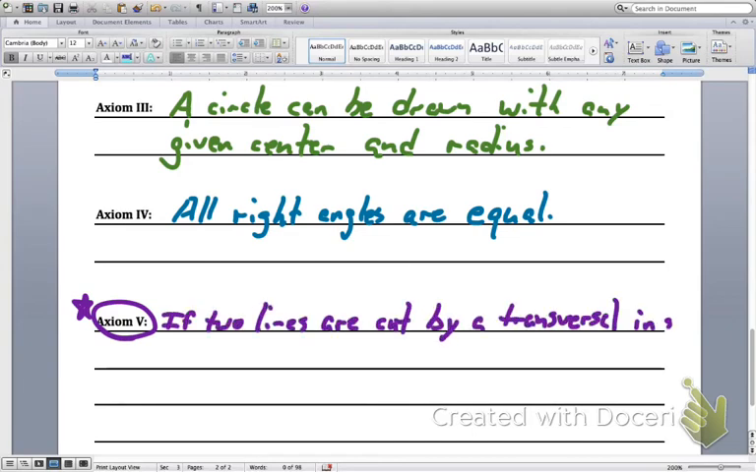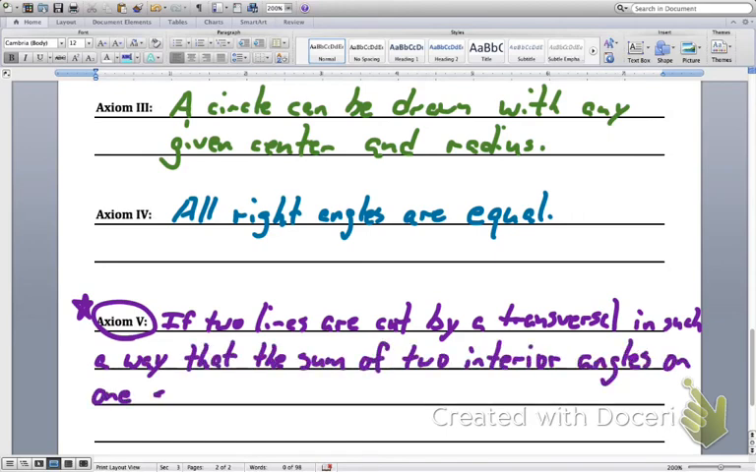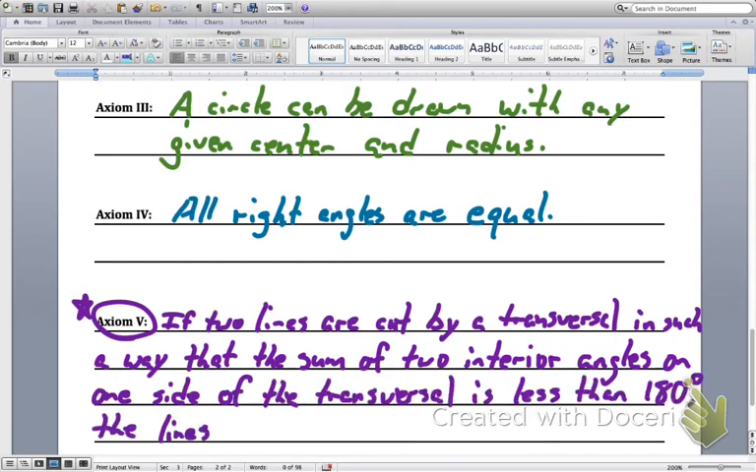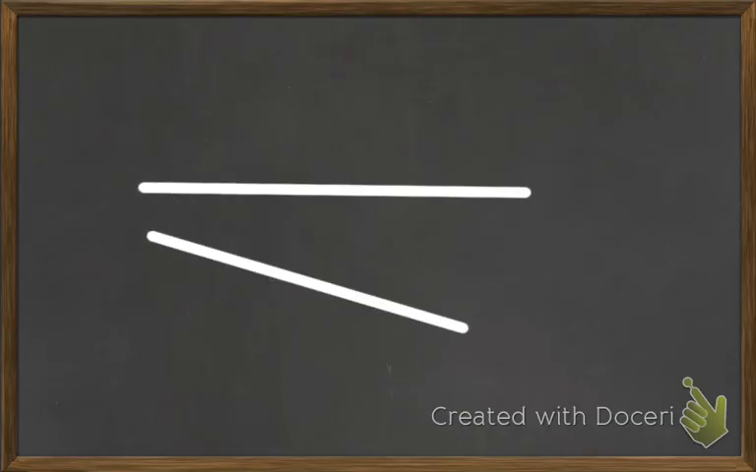If 2 lines are cut by a transversal in such a way that the sum of the 2 interior angles on one side of the transversal is less than 180 degrees, the lines will meet on that side of the transversal. Now what in the world does that mean? Let's take a look at these 2 lines. Let's add a transversal. So the 2 interior angles on one side, these 2 purple ones, right here.